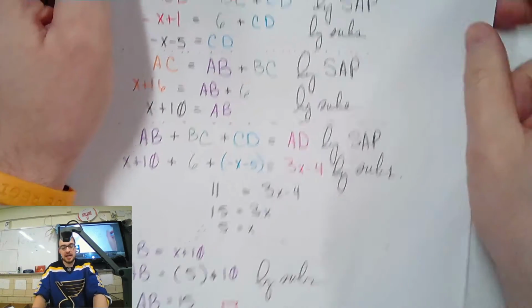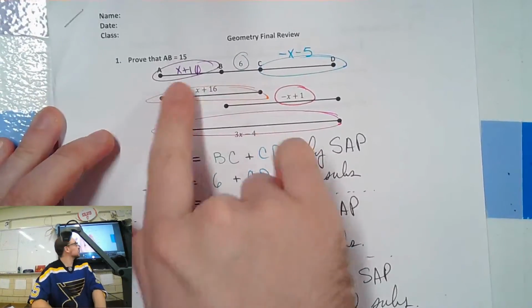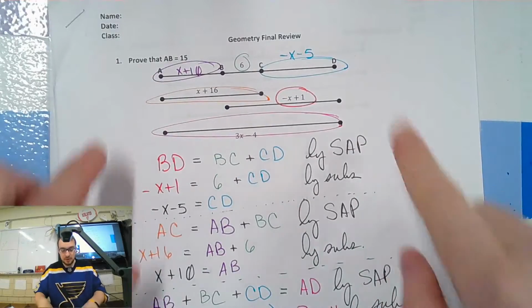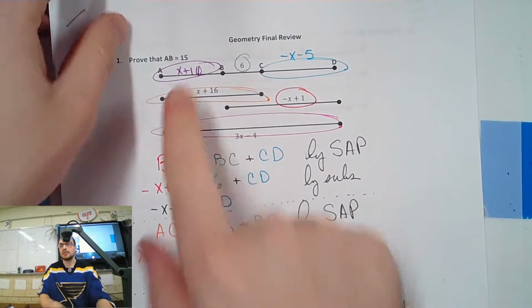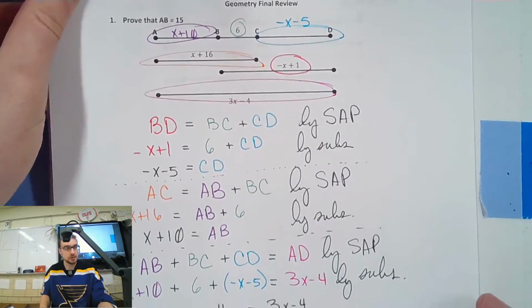Okay. Again, the idea was figure out the first bit, right? Do the same thing for the second bit, and then put them together, find x, and then plug it back in. You'll need segment addition postulate and substitution to solve this one.